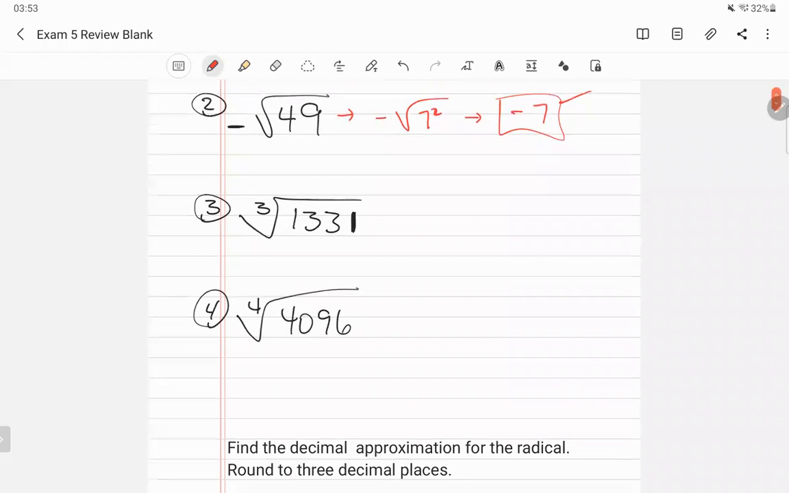There is an error on your printout. I should have written 1331, and I accidentally wrote 1339. So go ahead and fix that, and that will give us a solution of the cubed root of 11 cubed, which gives us 11.